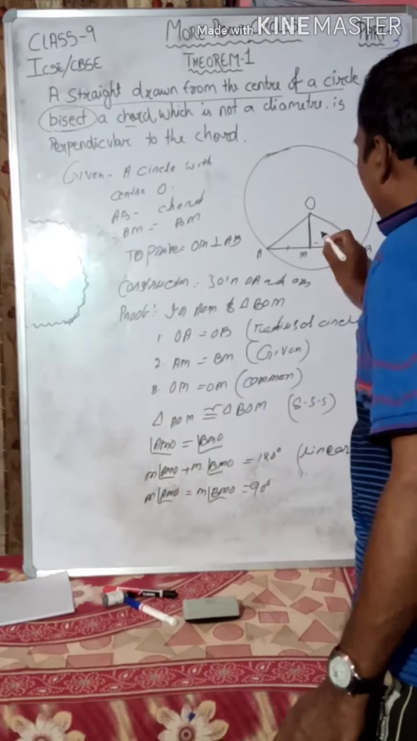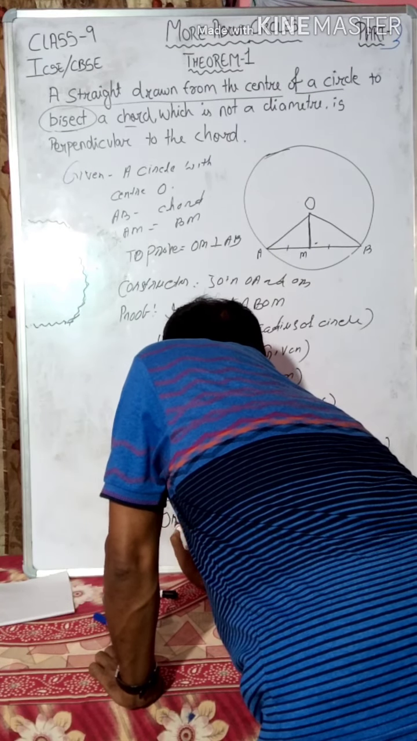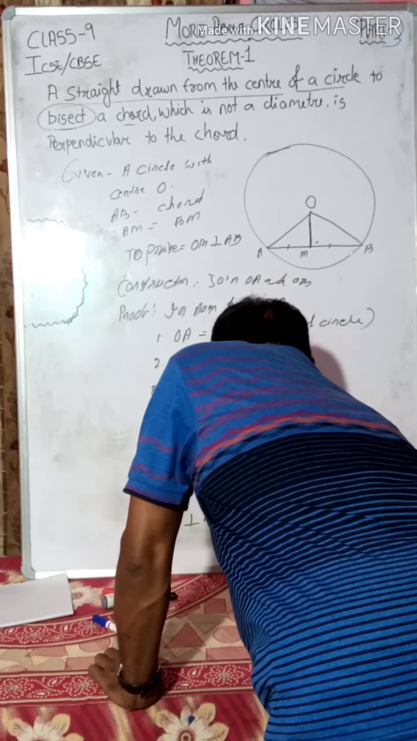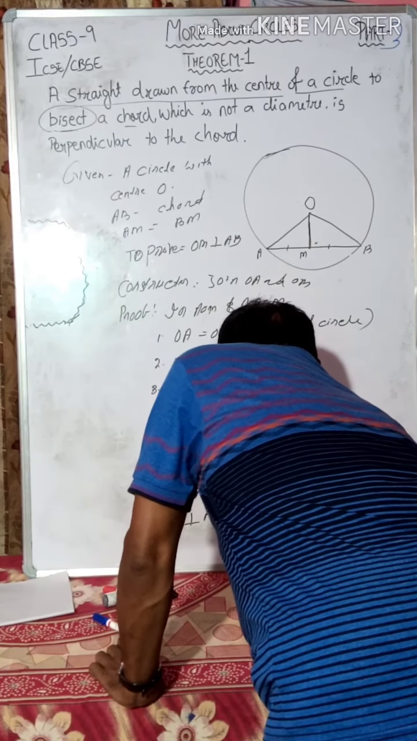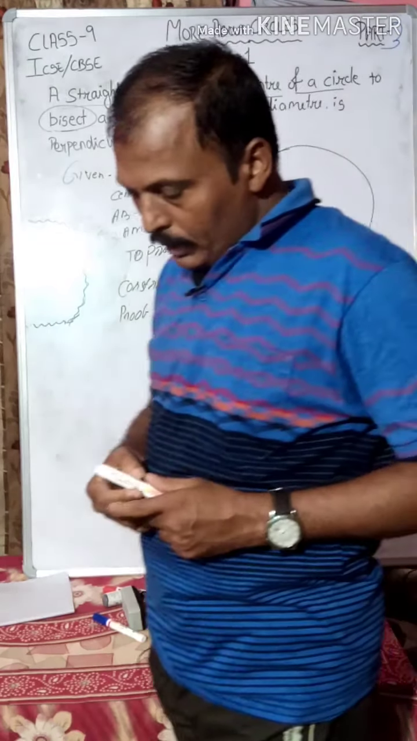Here this is 90 degrees, which means OM is perpendicular to AB. Proved. OM is perpendicular to AB. Very easy.